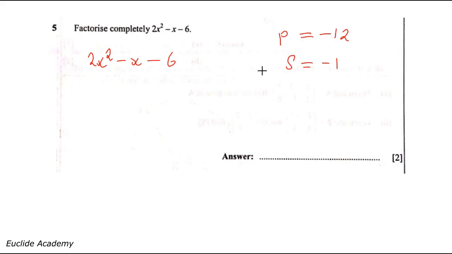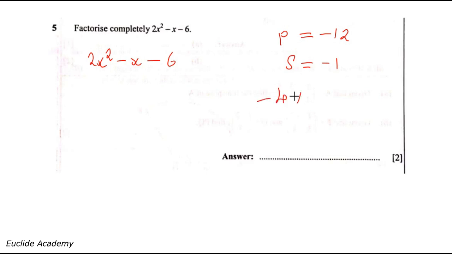And then basically what we do is we ask ourselves a simple question: what 2 numbers, when we multiply them together, give us negative 12, but when we add them together, give us negative 1? Then we use those numbers to factorize this quadratic expression. Those 2 numbers, you can try 2 and 6. So 2 and 6, when you add them together, can't give you negative 1, but they can give you positive 12.